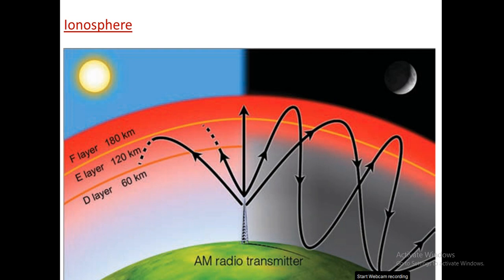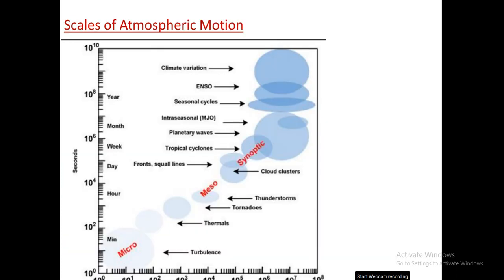So it is considered to be very important for radio communication. So that is the ionosphere, the ionized layer in the atmosphere which has electrical properties. Okay, so that's all about the ionosphere.